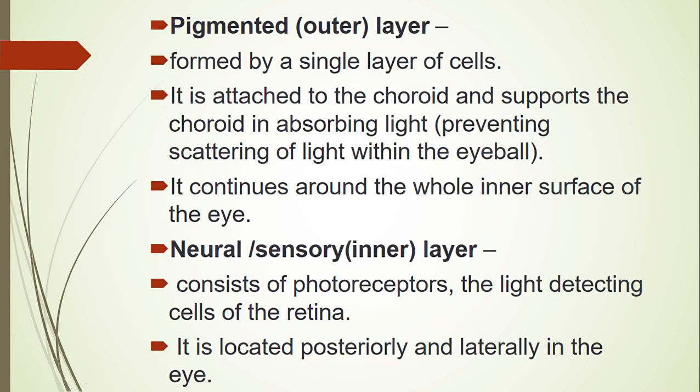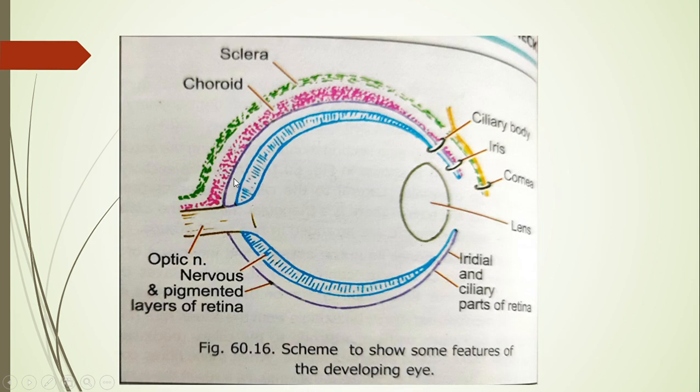The retina can be seen with the pigmented outer layer and the sensory inner layer. The pigmented outer layer is formed with a single layer of cells. It is attached to the choroid and supports the choroid in absorbing light. It prevents the scattering of light within the eyeball. It continues around the whole inner surface of the eye. This pigmented outer layer lines the choroid, helping the absorption of light and preventing the reflection of light within the eyeball.